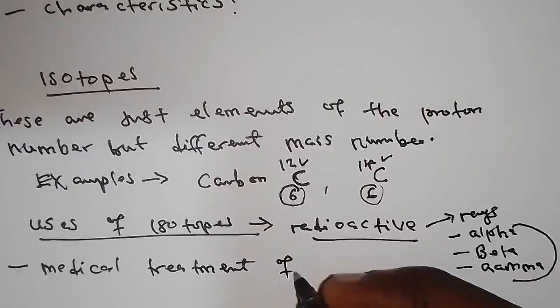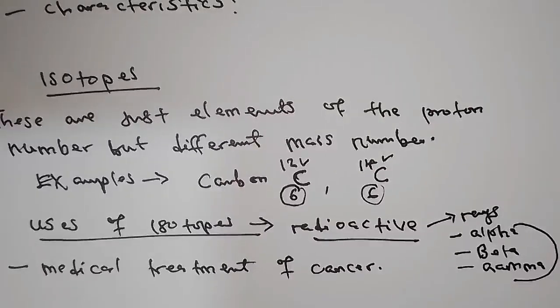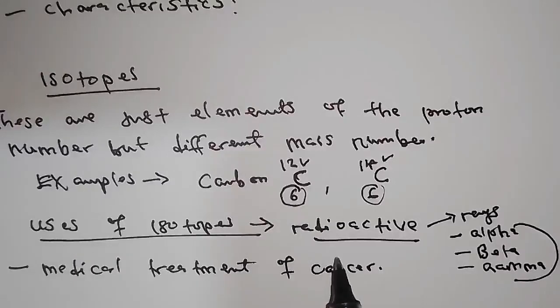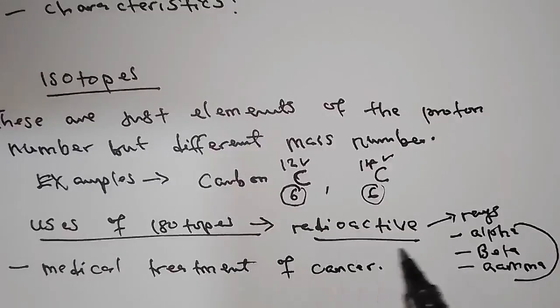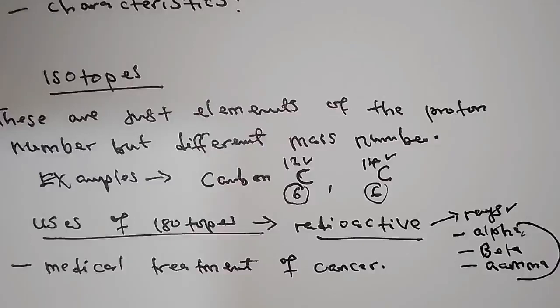So now it is these rays that enable these substances, isotopes, to be used in medical treatment of cancer, because it's very difficult to just treat cancer. So these isotopes we are looking at are radioactive in nature, and by that we mean that they produce these rays such as alpha, beta, and gamma. So come and look in detail at these uses and radioactivity in physics.